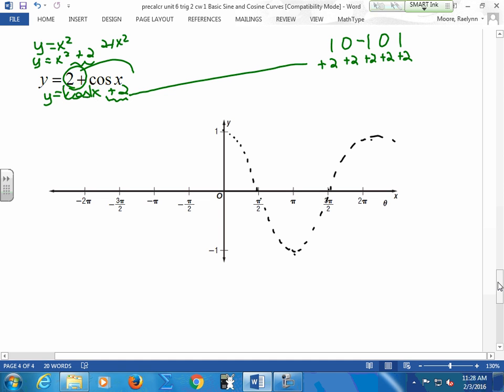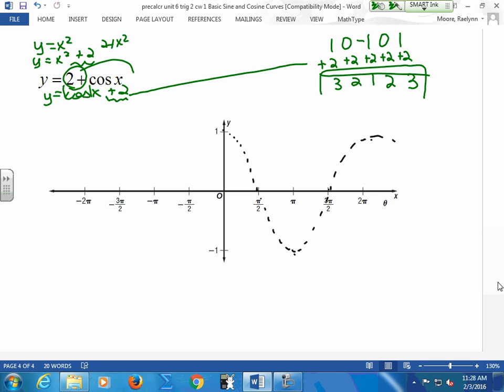Okay? Now, we're adding 2. So my first one should start at 3. My second one should start at 2. Negative 1 and 2 gives me 1, 2, 3. This is the pattern I am now going to follow.